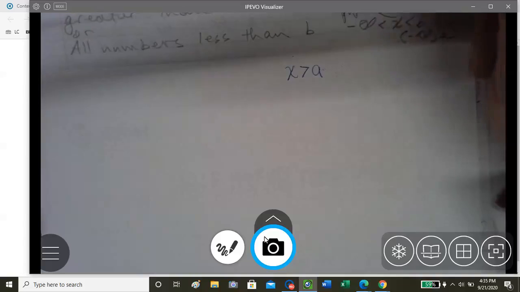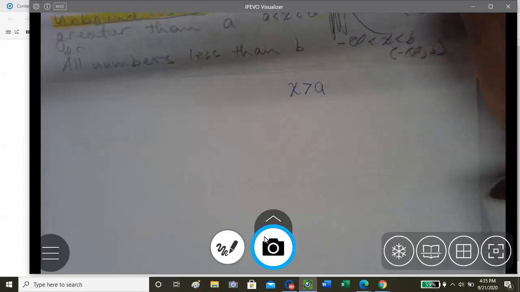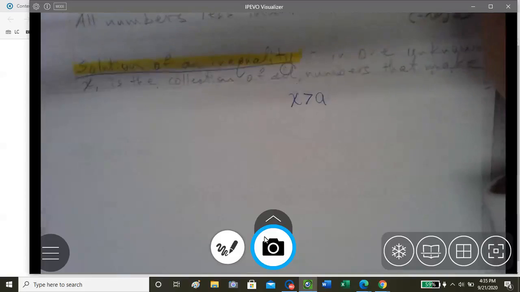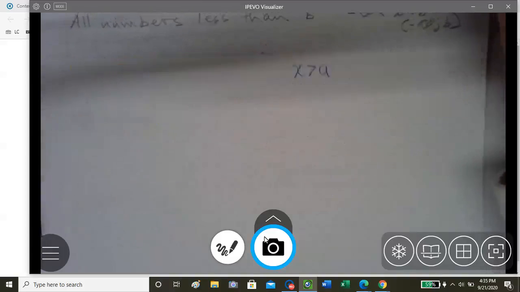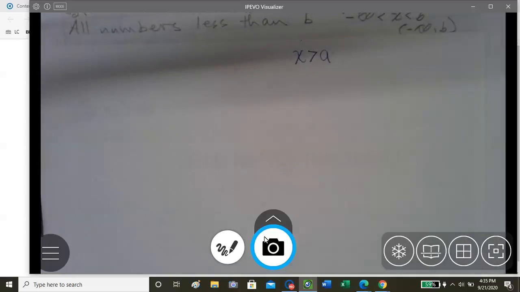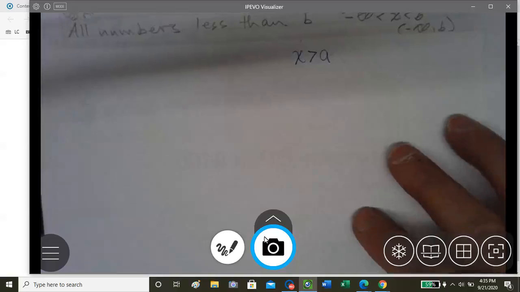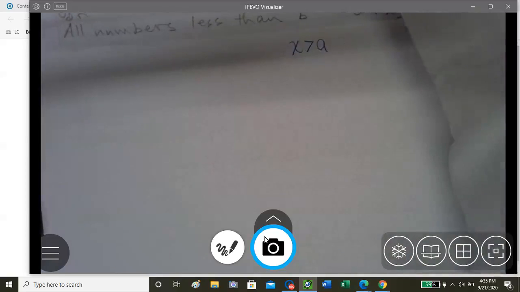All numbers less than b would be x is less than b but greater than negative infinity. So we would write this as an open parentheses negative infinity to b. Alright, so that's all there is for this part, and then the solution to an inequality comes next, in the next video.